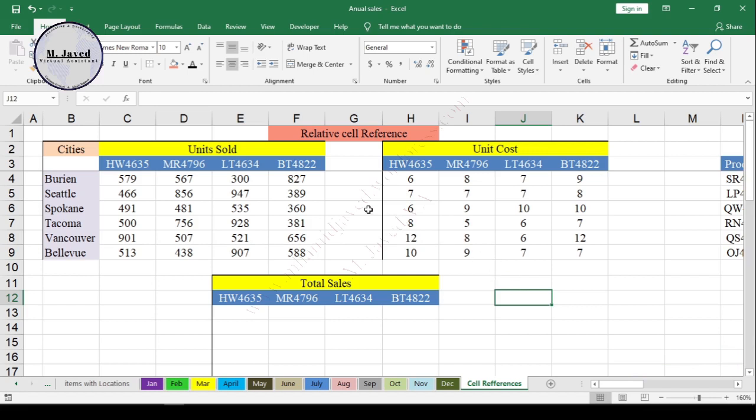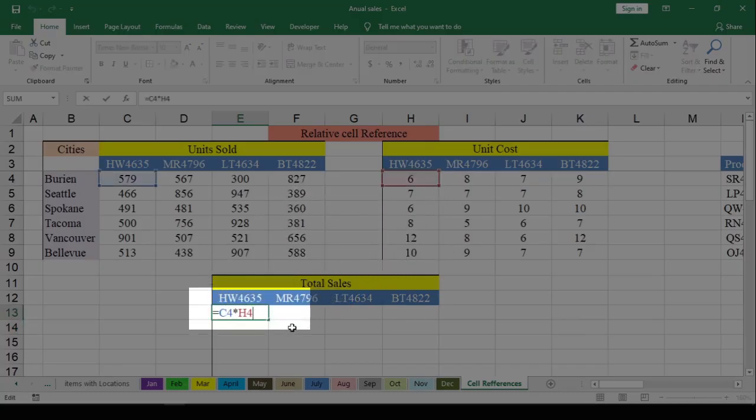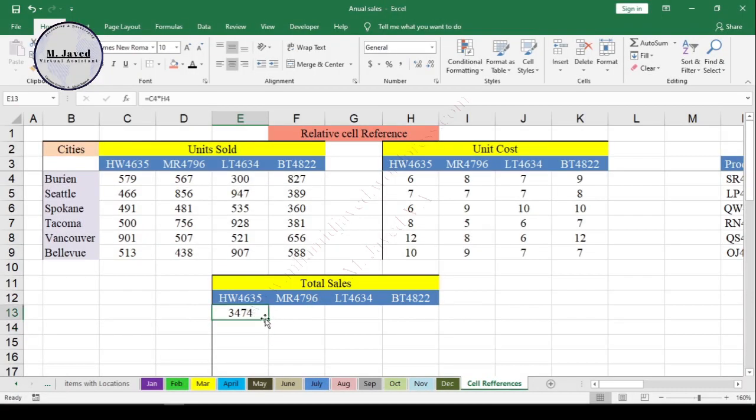Here in this example, I have units sold and units cost, and what I want is to get the total sales. Now, on this cell, simply write your formula and hit enter. You can use a formula named PRODUCT, but I am simply multiplying by selecting the concerned cells, and you can see that the selected cells have no dollar sign, which means it is a fully relative formula. And we can drag it according to our need.